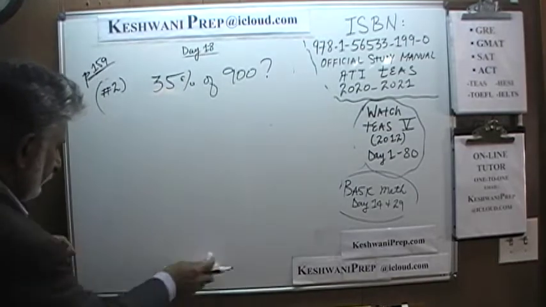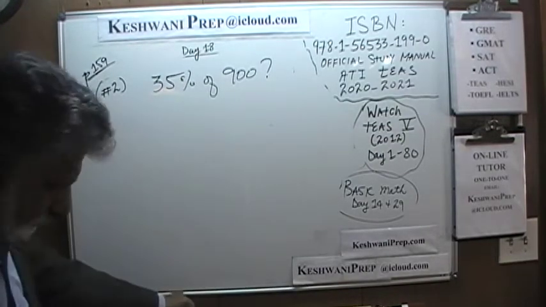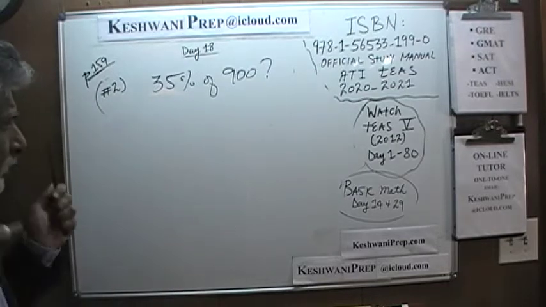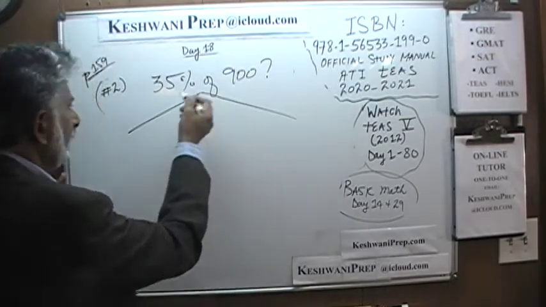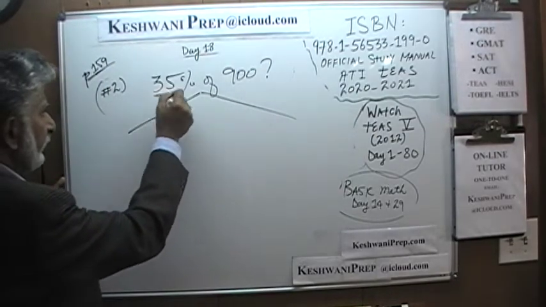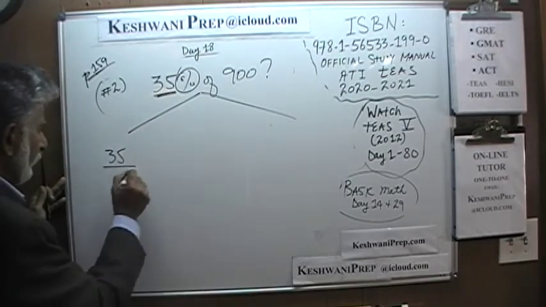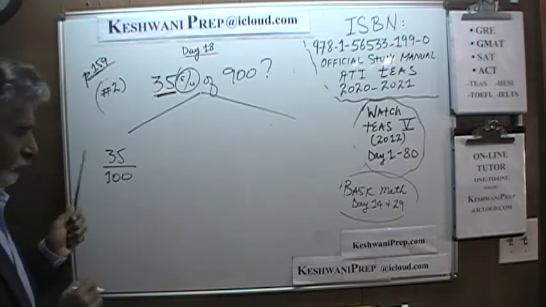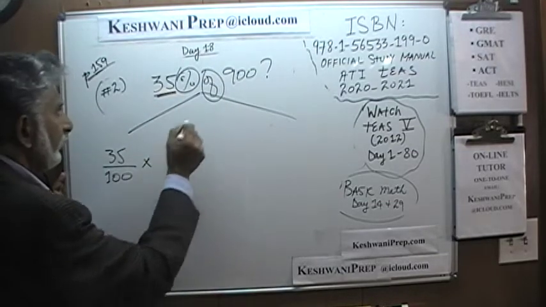So that's very simple, it's very straightforward to set it up. There are a couple of ways we can go about it. We'll do it both ways. One way is to set it up as it is written here. 35% means 35 over 100. So far we have 35% of, which means times, and 900.